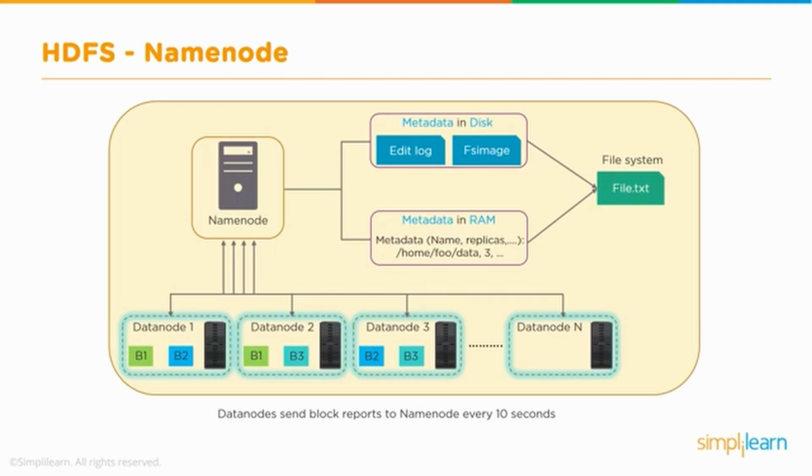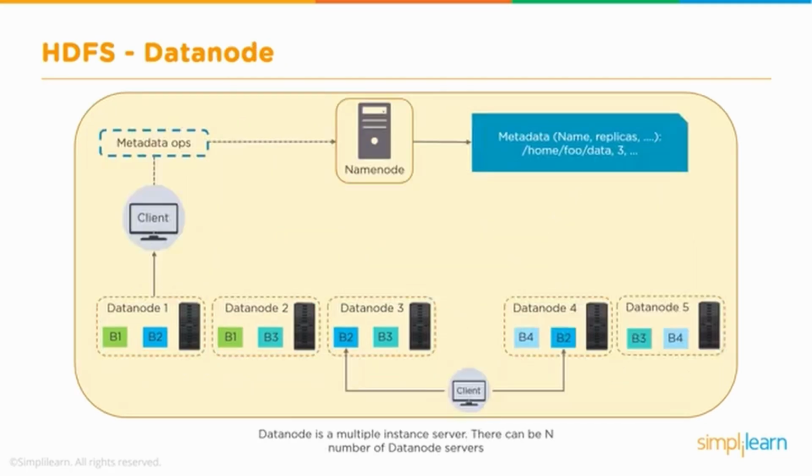When you talk about metadata in disk, this is created right in the beginning when formatting is done. So let's understand how name node stores this metadata, which is in its disk and in its RAM. And this metadata is used when a client wants to do some operations on HDFS, when a client wants to read some data, when a client wants to write some data.